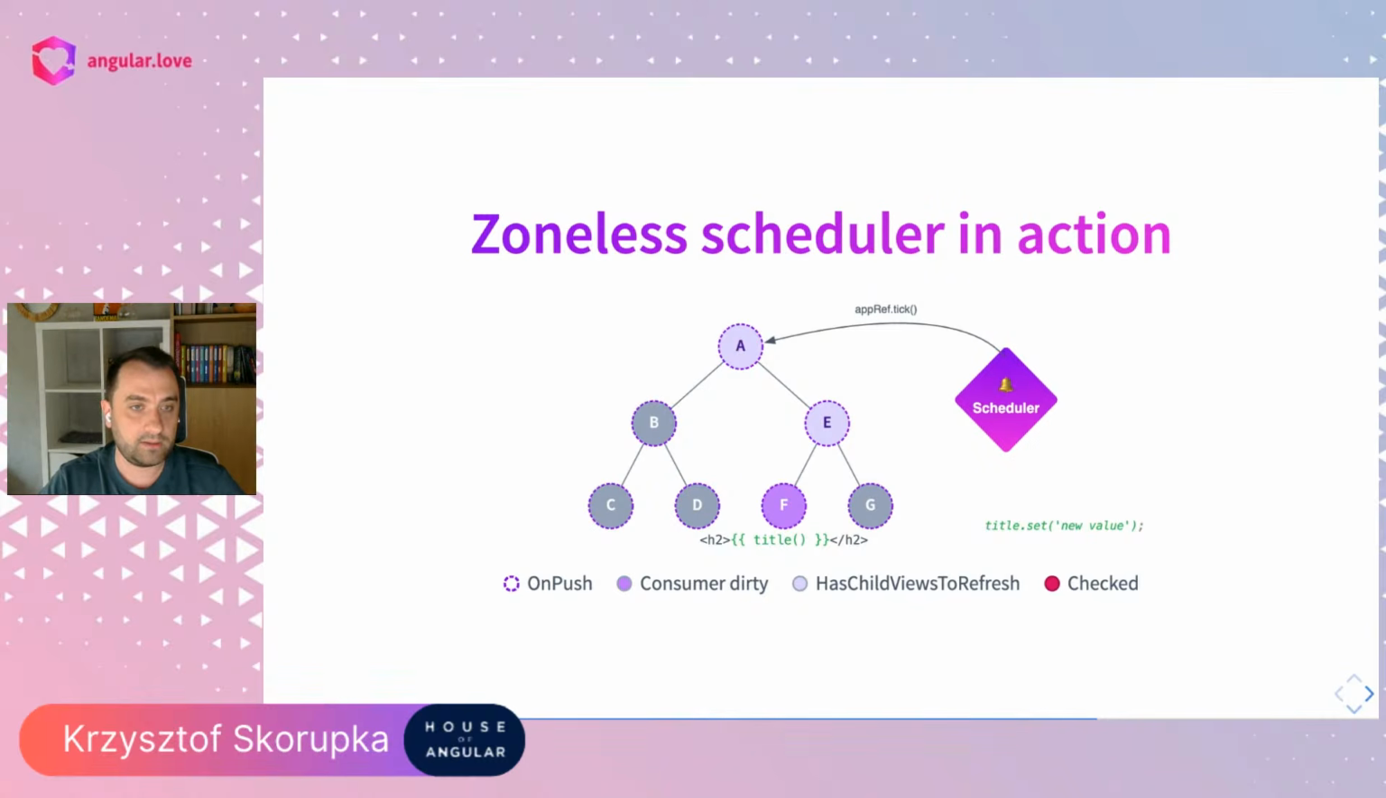Then after this time window passes, we get an app ref tick from the scheduler, and it hits the root of the application. Again, A is an on-push component, but it's not dirty, so it is skipped. The same for B, the same for E, and we finally reach F, which gets checked. As you can see, this is the same concept that we had in the semi-local change detection, but this time it also notifies the scheduler that the change detection should be run now.